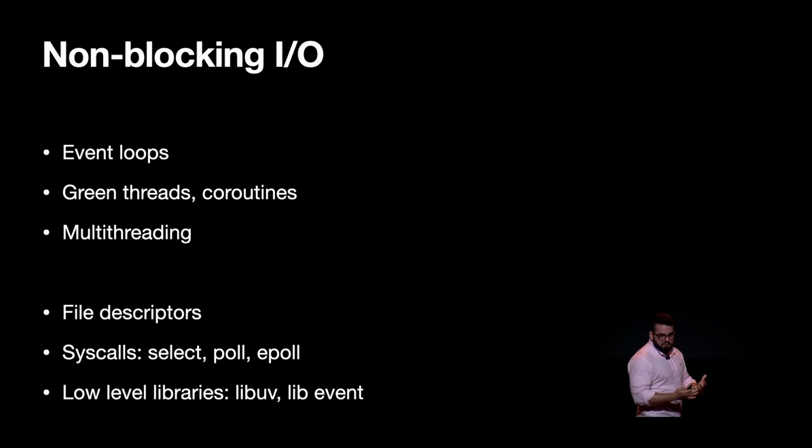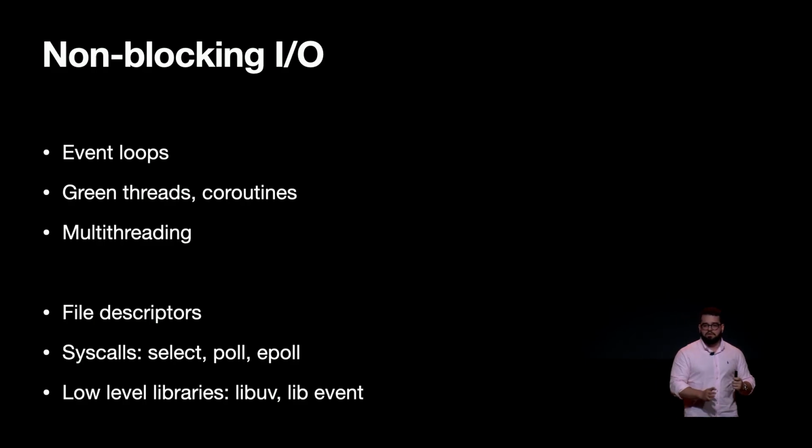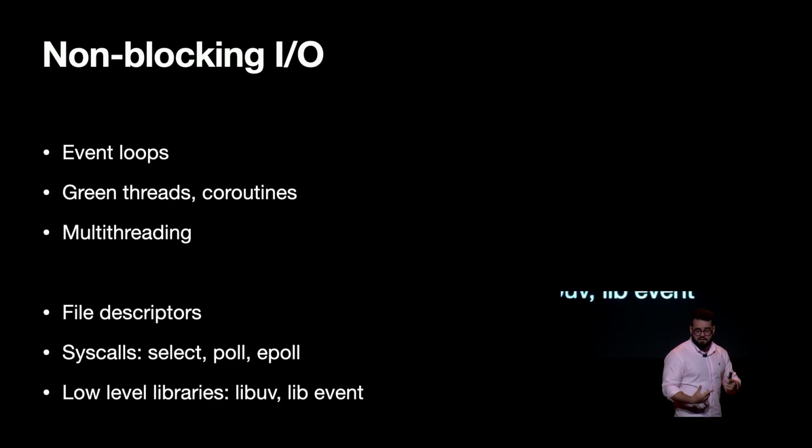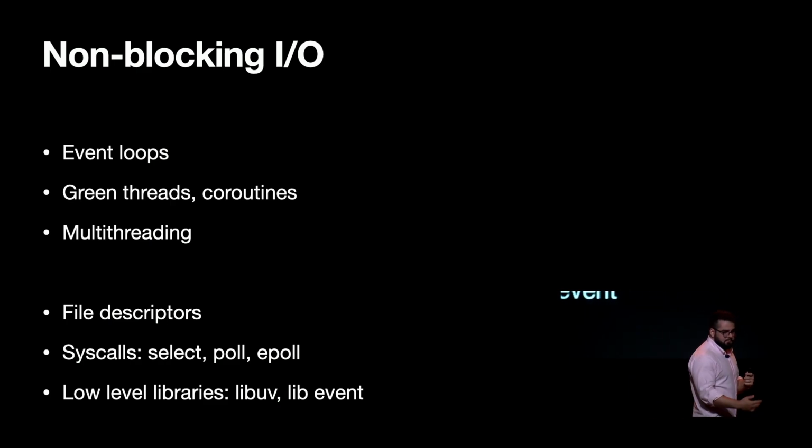There are some solutions to do non-blocking I/O, and you're going to see that mentioned very often with Node. Node is an example of an event loop. That's a way to deal with this. You also have green threads. If you use Go, you have, for example, goroutines, which are not exactly coroutines. They're managed by the Go runtime. You have multi-threading.